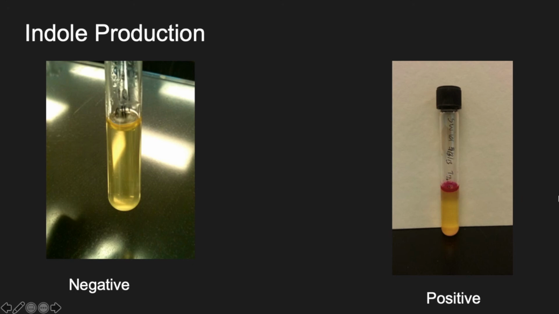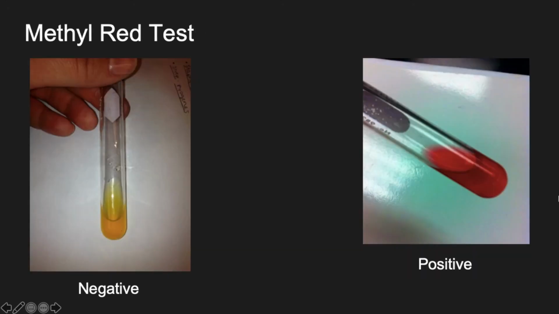Next is the methyl red test. If you look on the left there, you'll see it's negative. It's a negative result. And then on the right is positive. That is because the methyl red indicator caught that the pH was changing, right? Go back and take a look at that one if you need to. It's on page 66, the methyl red test. Make sure that you're clear what a positive and negative looks like and why it happened, okay?